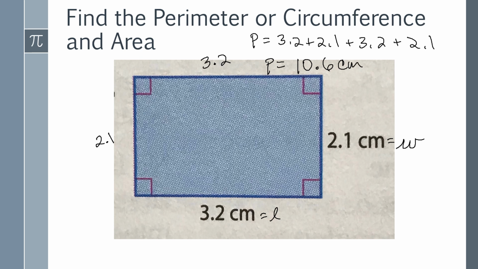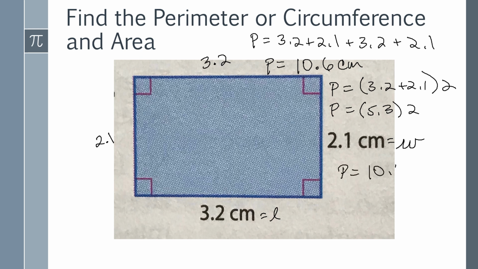Now the other way you could have done this, you might have said that the perimeter, I can add the length plus the width, so 3.2 plus 2.1, and then double it, because there's two of them, right? And basically you'd end up doing that the perimeter is equal to 5.3 times 2, and so our perimeter is going to be equal to 10.6.